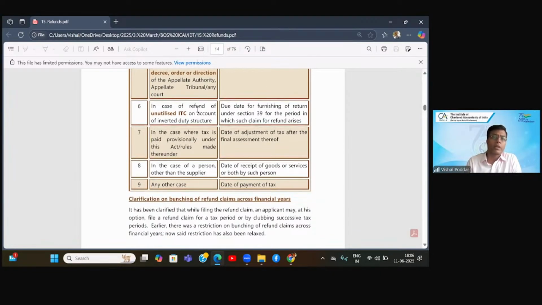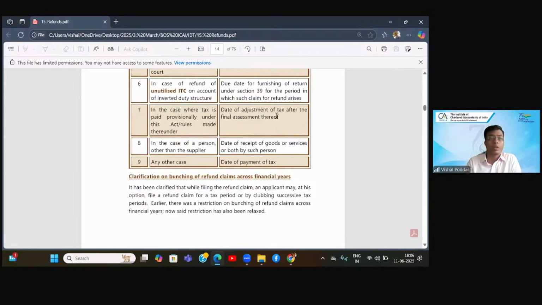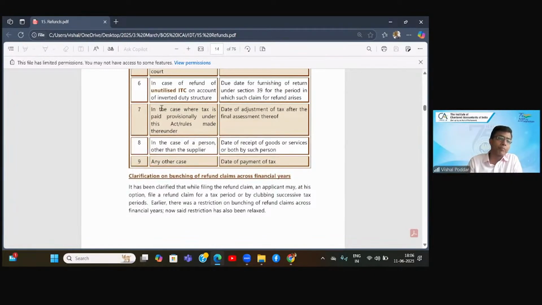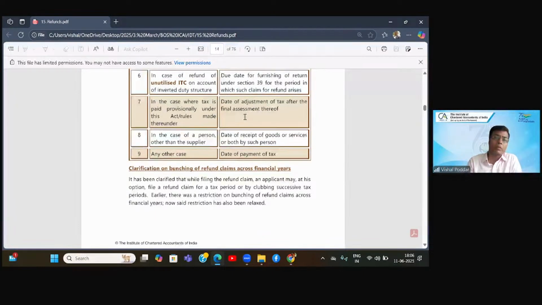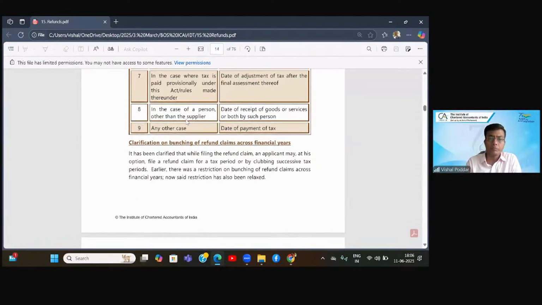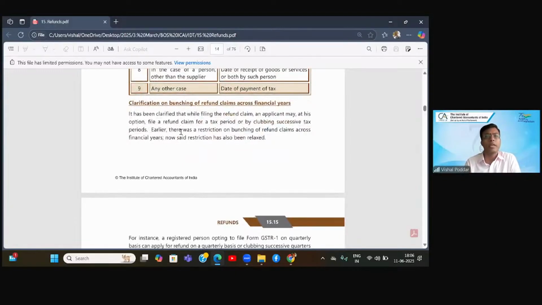In case of claiming refund of unutilized ITC on account of inverted duty structure, then it would be monthly, whenever that particular inverted duty sales or inverted duty supply happens. In case of provisional assessment, obviously the refund would trigger when it is finalized that yes, the rate or the value was lower. So that would be the date of final assessment. In case where the buyer wants to apply, it would be the date of receipt of goods or services. And in any other case, the date on which tax is paid.